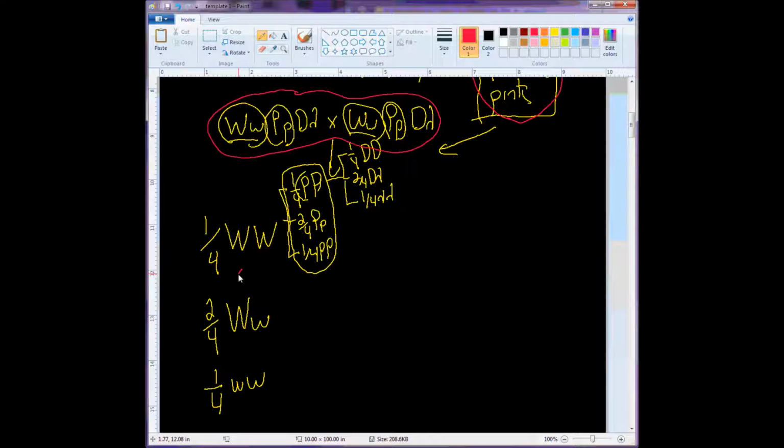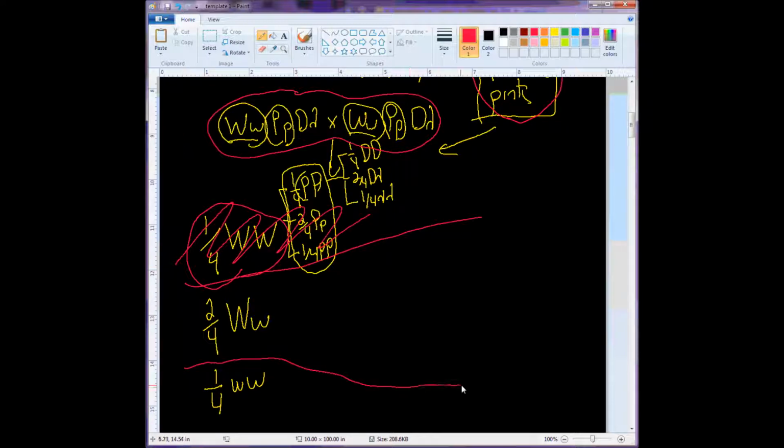So any offspring that inherits 2 big W's is going to be red. So we don't need to worry about any of those. And for these down here, any offspring that inherits 2 little w's, they're all going to be white. So you don't need to worry about those. We only need to worry about those offspring that have a big W and a little w. So let's take a look at those.